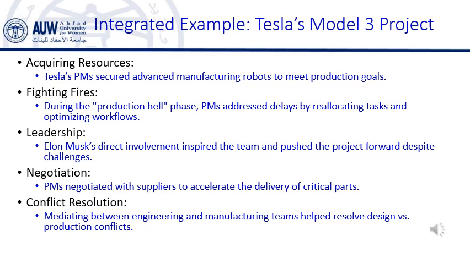3. Fighting fires and overcoming obstacles. As we've discussed earlier, fighting fires means addressing unexpected problems that arise during the project. For Tesla, the Model 3 production ramp-up was filled with obstacles. Examples of obstacles in the Model 3 project.